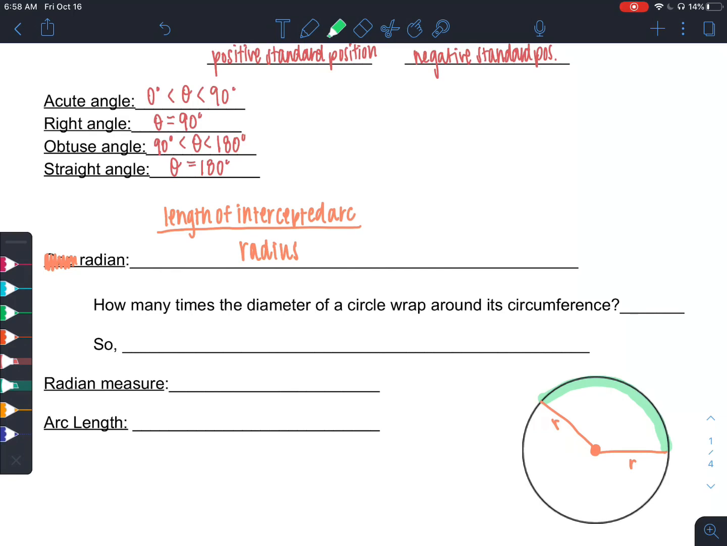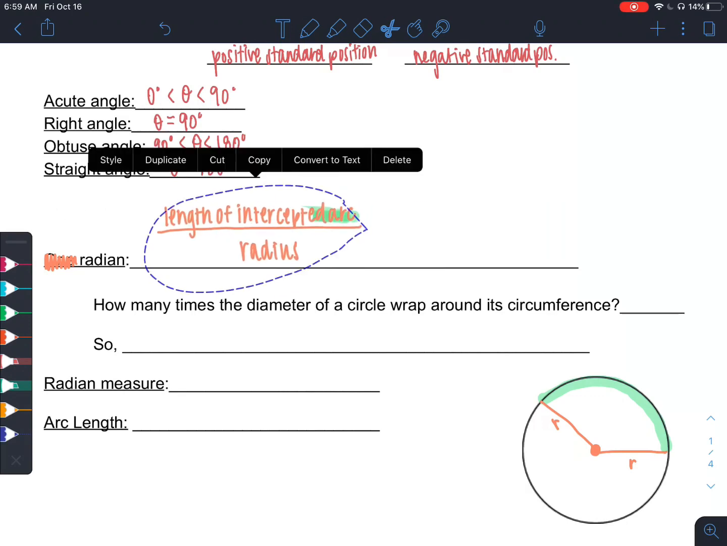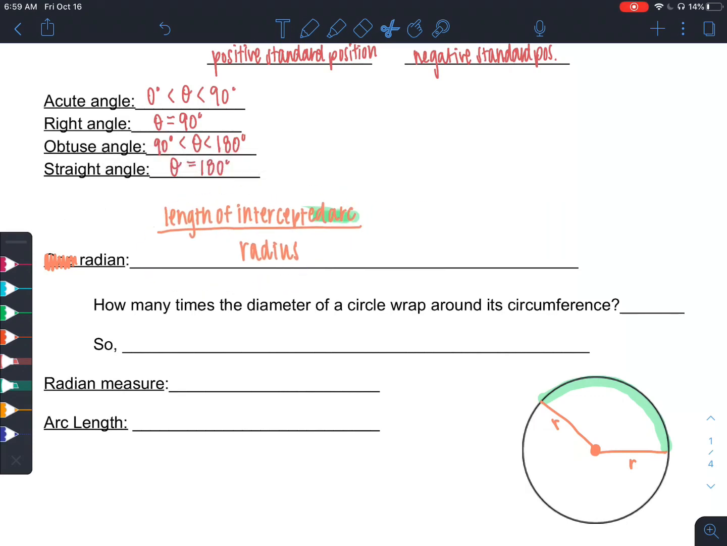What did I do? Why isn't this working? Come on. That's weird. Well, I don't know why it's not. Oh, because I put white over top of it. Okay. That's very strange. Alright, so that's the intercepted arc. I'll just put a dot next to it since it's not going to highlight.